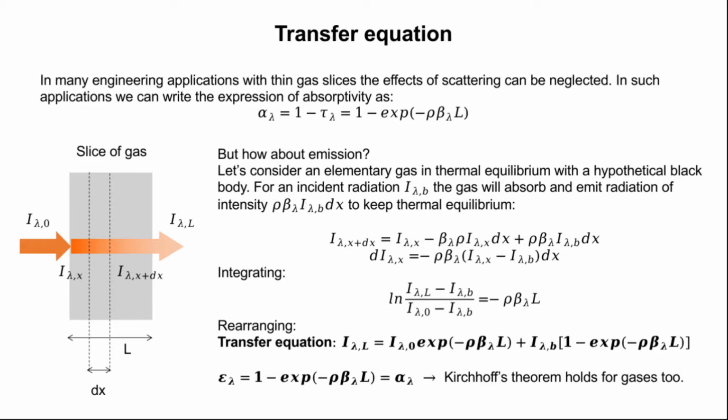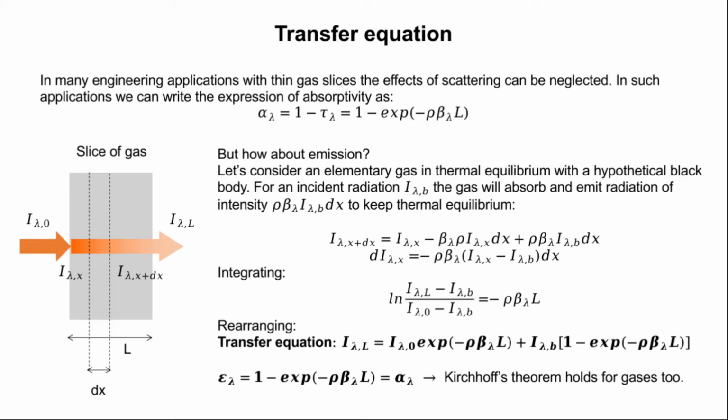But how about emission? To determine the emissivity of gases, let's consider an elementary gas in thermal equilibrium with a hypothetical black body. For an incident radiation I lambda b coming from the black body, the gas will absorb and emit radiation of intensity rho beta lambda I lambda b dx. To keep thermal equilibrium, we can add the emission component to the Bouguer's model that we saw before. By integrating and rearranging the obtained expression, we obtain the transfer equation, which takes into account also the emitted radiation coming out from a gas layer.